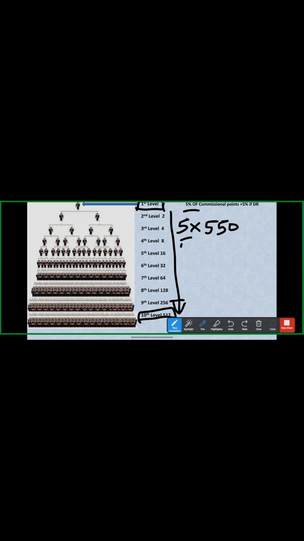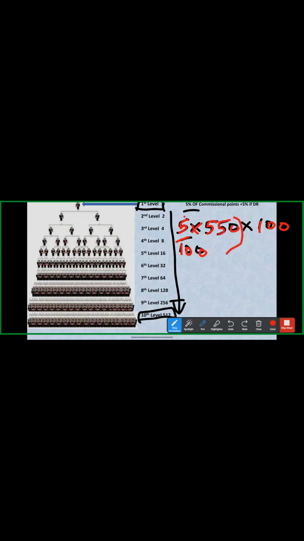So 5 out of 100 times 550, let's say they have bought through this system, all of them, like 1000 boxes. Let's not even go far. Let me use a different ink. This team has bought, let's say 100 C24 boxes in a month. So it will be 5% over 100 times 550.